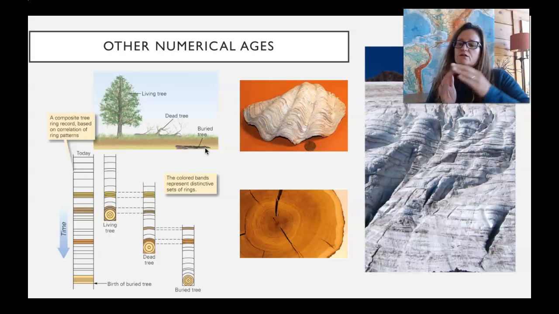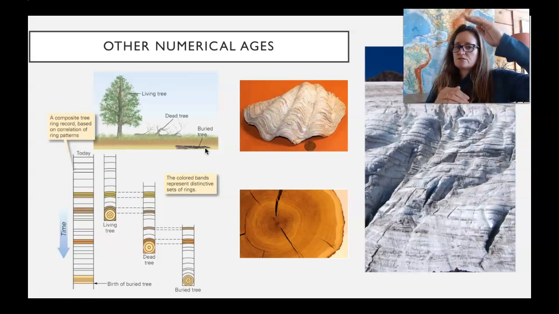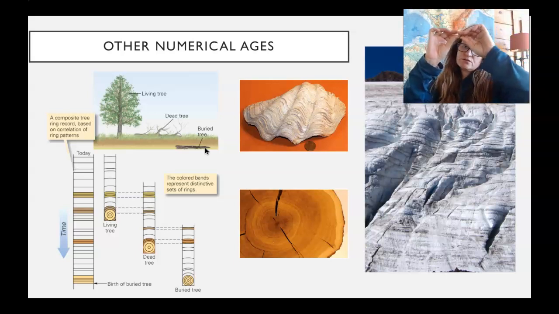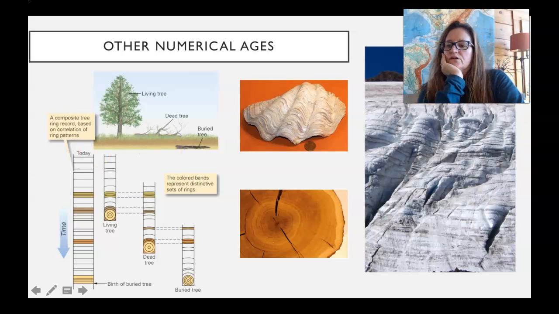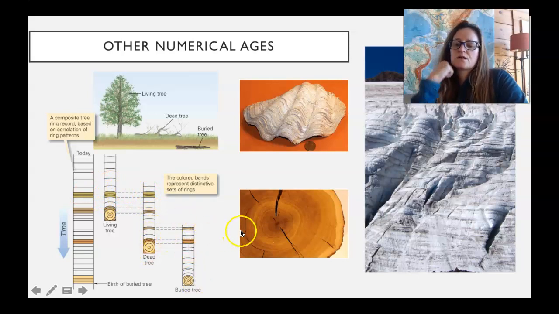If we take the record from the buried tree, the dead tree, and the living tree, and we look really closely at the rings, we can isolate times that match up. So in here, the living tree matches up with the dead tree. That dead tree's life overlaps with the buried tree. So you can count the width of the tree rings.